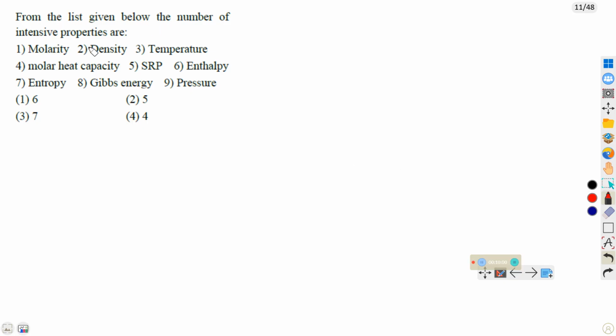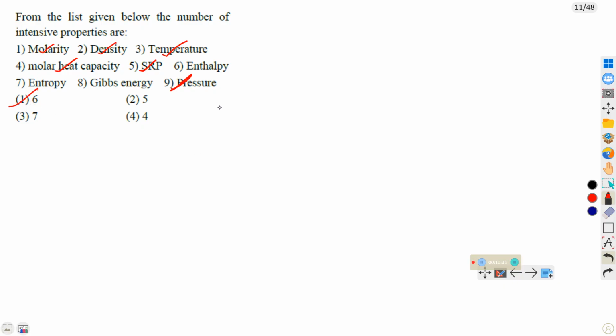Many of the following are intensive properties. Molarity is an intensive property, density is an intensive property, temperature is an intensive property, molar heat capacity is an intensive property, standard reduction potential is an intensive property, pressure is also an intensive property. 1, 2, 3, 4, 5, 6. The correct option is the first option.